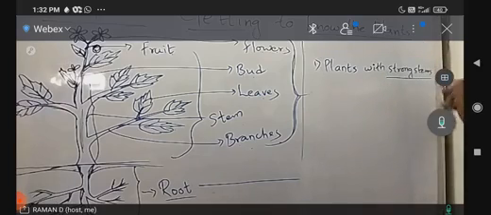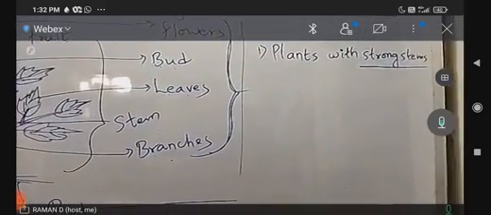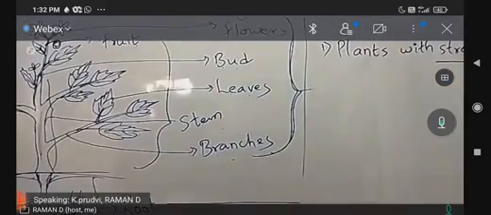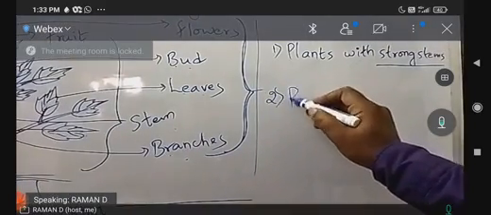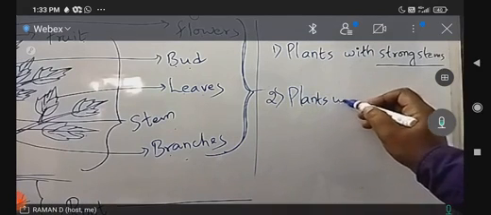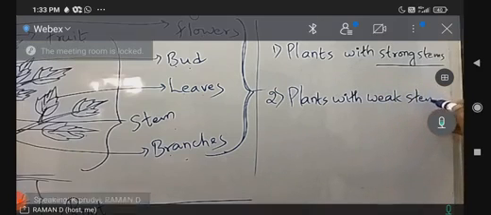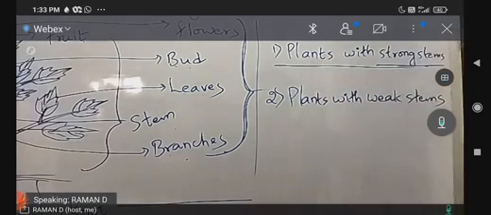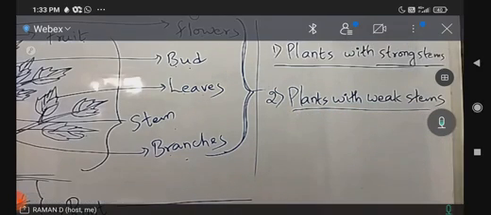Plants with strong stems. Okay, can you see it? And second one, plants with weak stems. Plants with strong stems are divided into three types: herbs, shrubs, and trees. Plants with weak stems are divided into two types: creepers and climbers. Okay, let us move to that classification.